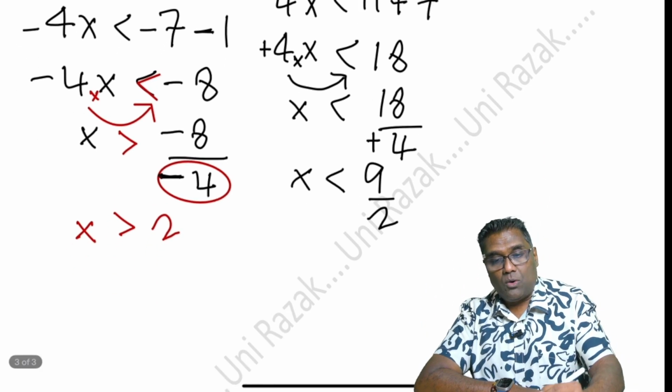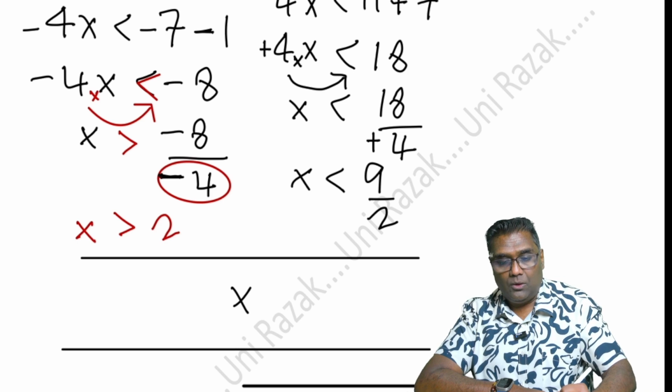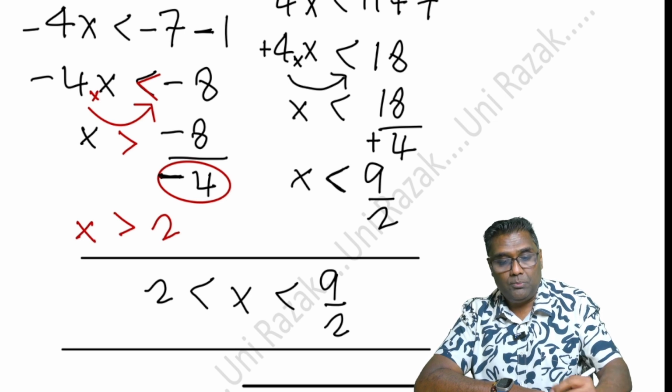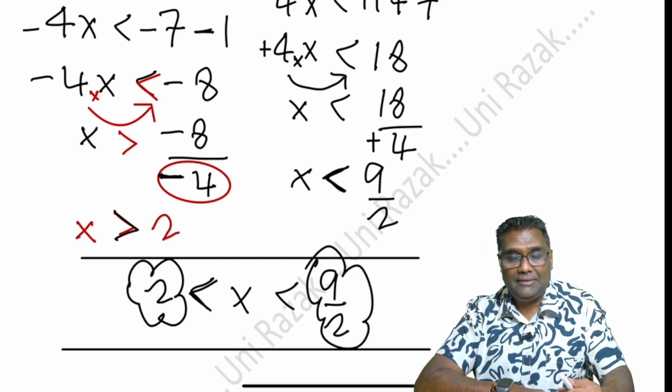So, if I combine both, what am I going to do? X in the middle. Open mouth, 2. Close mouth, 9 over 2. Mulut tutup, mulut buka. Buka on my left. Tutup on my right. This is how we combine the answer.